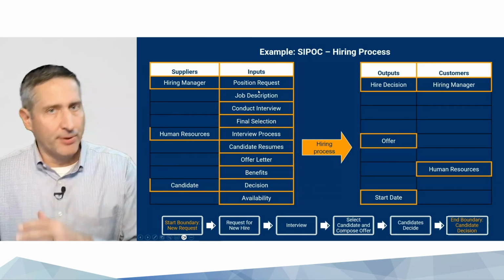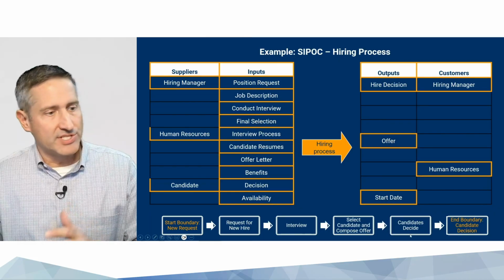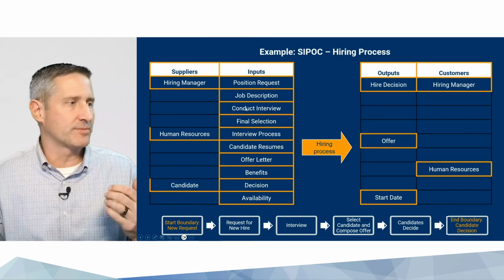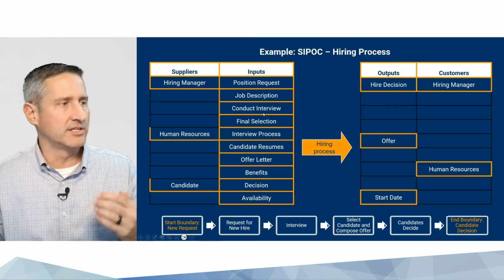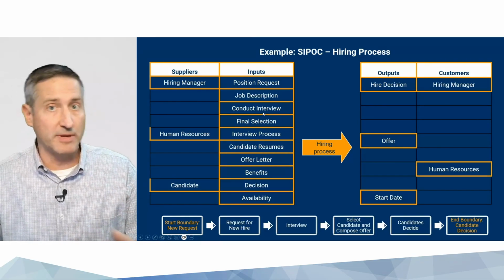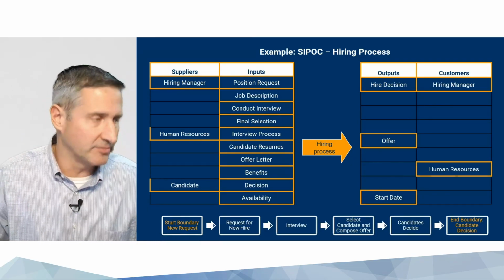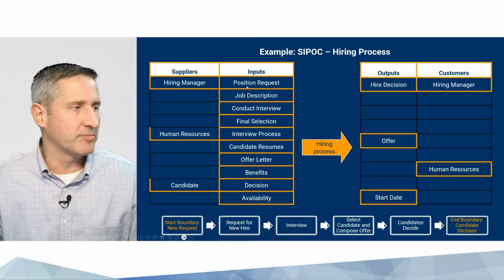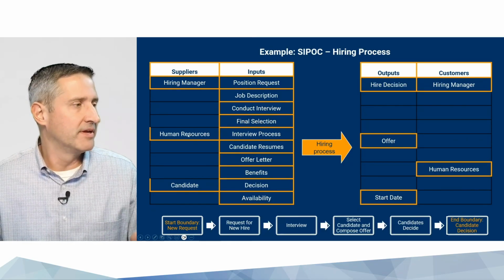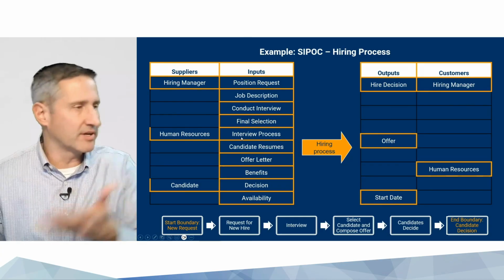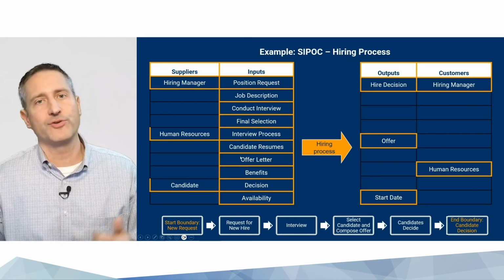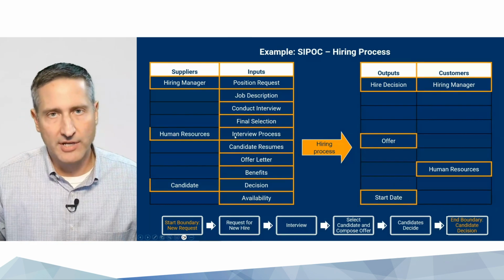On the input side, in order to do these things, I need a position request, a job description. I need to conduct interviews, so I need some kind of interview process. Maybe that's a procedural document. I need a final selection. These are things that the hiring manager is probably going to give me. Human resources has to give me the interview process. Candidate resumes, offer letters, and so on and so forth. Those are all inputs to run my process.